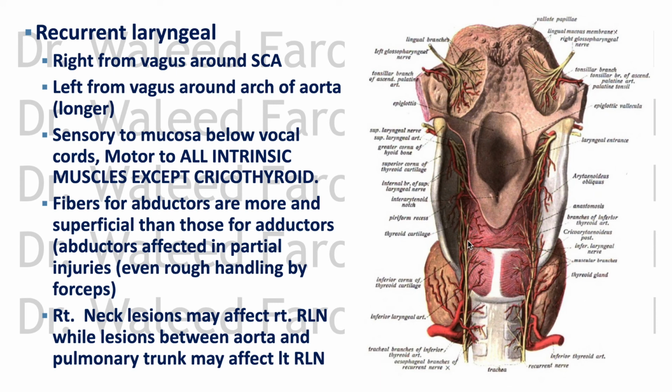If there's a lesion near the first part of the right subclavian artery, it may affect the right recurrent laryngeal nerve. If there's a lesion between the arch of aorta and pulmonary trunk, imagine in the thorax, lower down, the patient may suffer from hoarseness of voice if it was on the left side. Not specially on the left side, no, only on the left side, because there is no recurrent laryngeal on the right side in the thorax. You can see, tricky questions.